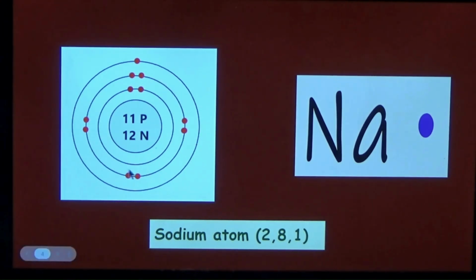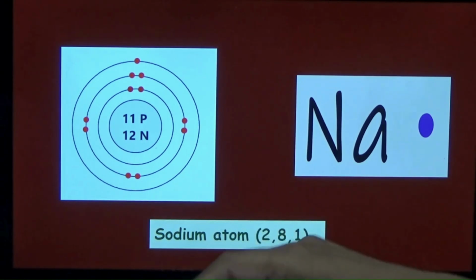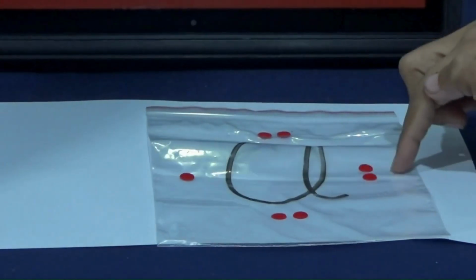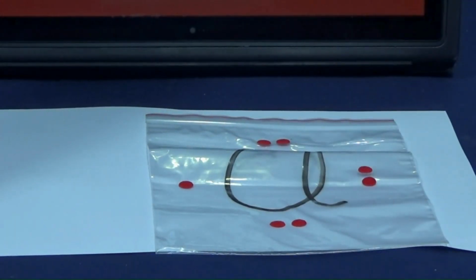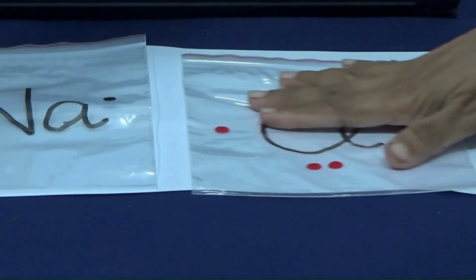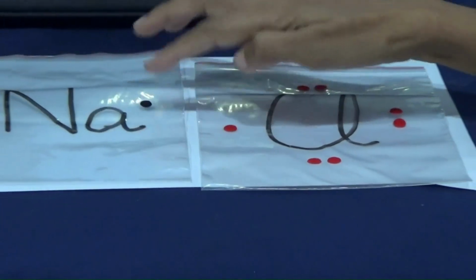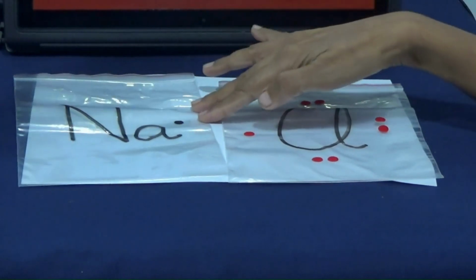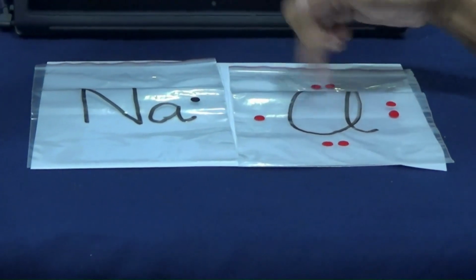Now we will see how sodium and chlorine will want to combine with each other or react with each other. One wants to give and one wants to accept. So they will make an easy bond with each other. Here is chlorine with 7 electrons in the outer orbit and sodium with a single one. Sodium wants to give, chlorine wants to accept. So sodium gives away its single electron to chlorine.